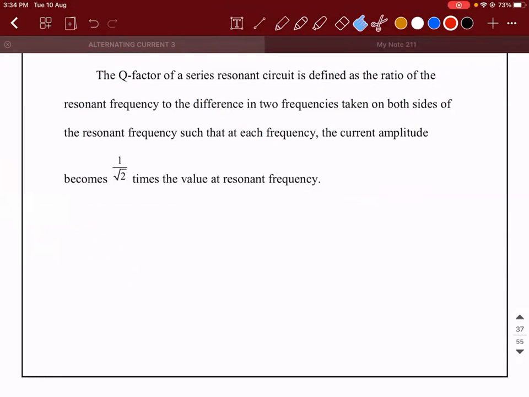So write it down. The quality factor of a series resonant circuit is defined as the ratio of resonant frequency to the difference in two frequencies taken on both sides of the resonant frequency, such that at each frequency the amplitude becomes 1 by root 2 times the value at resonant frequency.